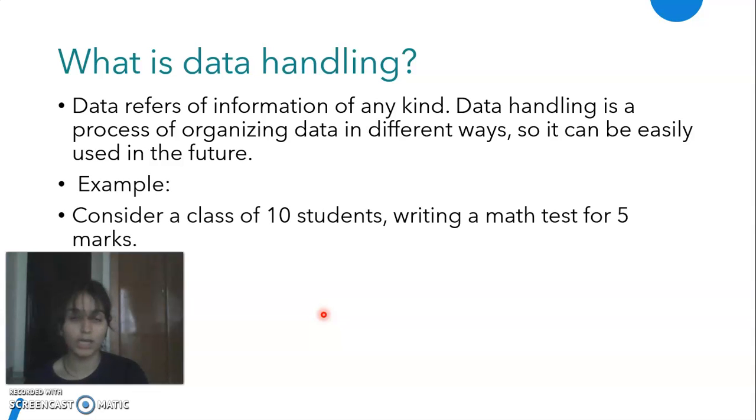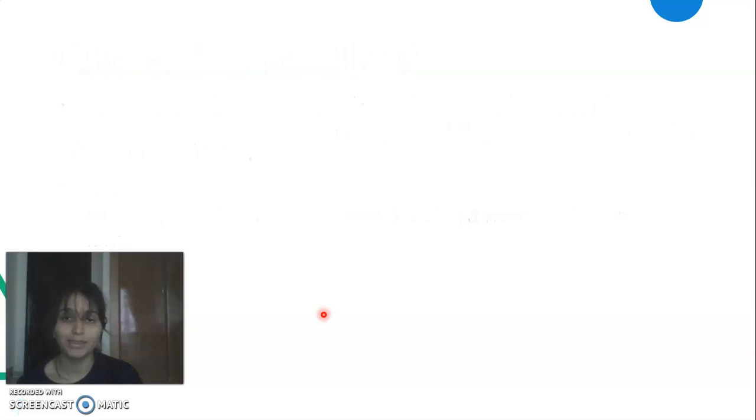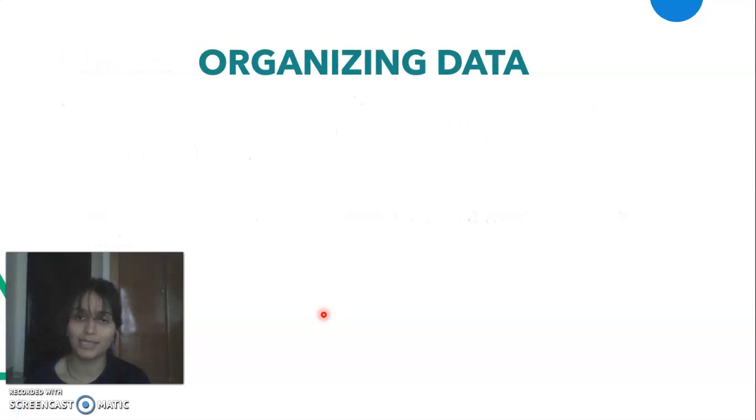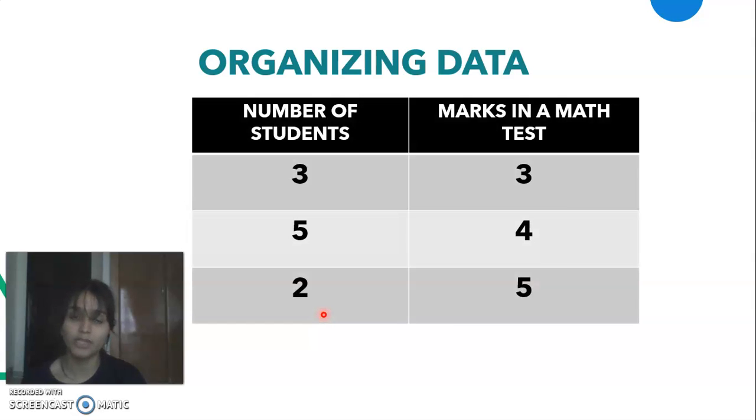So suppose your class has 10 students and all of you are writing a math test for 5 marks. Then your teacher comes and tells you that there were 3 students who got 3 marks, 5 students who got 4 marks, and only 2 students who got 5 marks in the test. Will you remember these numbers later? You probably won't. This is why it is important to organize data. Now, how do we organize data? The simplest way of organizing data is in the form of a table.